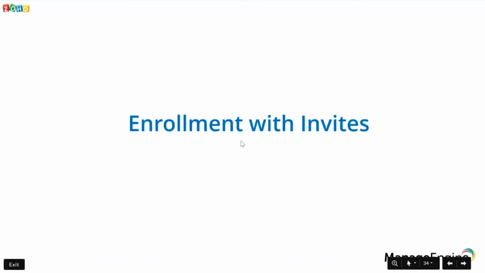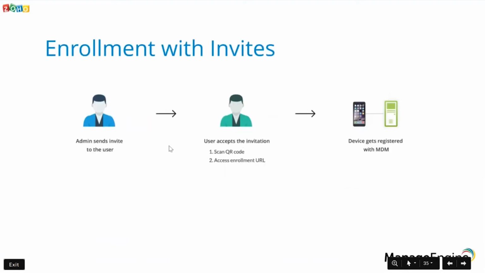So first, let's get into enrollment with invites. So this is the workflow. First, the admin will send the invite to the user. The user will accept the invitation, and they will have to scan the QR code and click on the enrollment link. Once they enter a few required details like your server name, the device will be registered with MDM. So this is how it works.